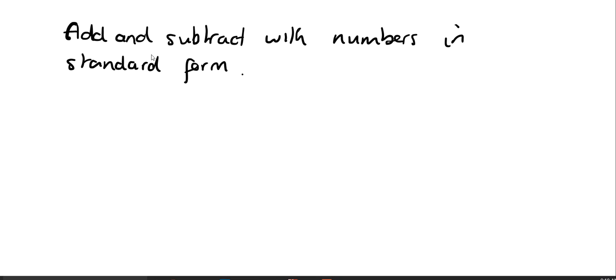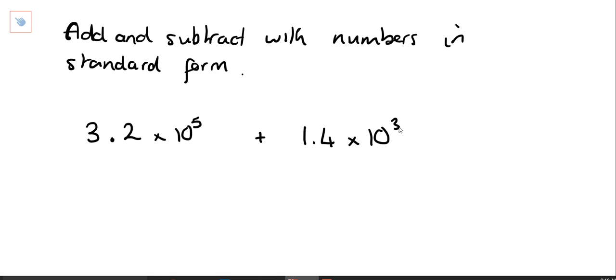Normally we would do multiply and divide first, but we'll do add and subtract. So if I said to you, we've got to do 3.2 times 10 to the power of 5 plus 1.4 times 10 to the power of 3. So we're just going to add those two numbers. You might see them in brackets. That's to help you identify the difference between an add and the times in between.